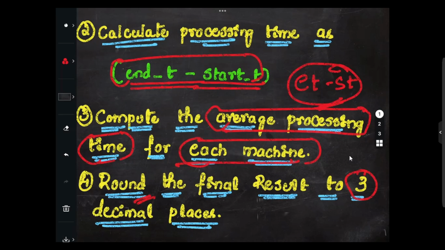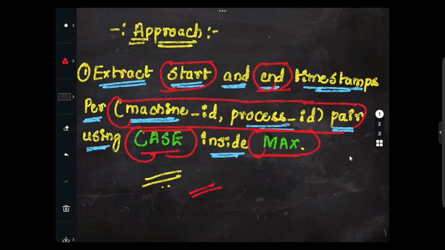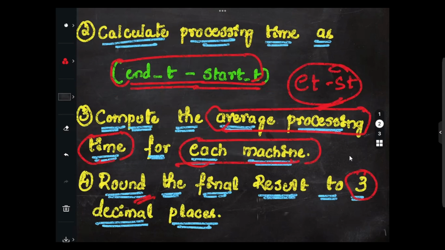So this is the approach that we will be going with. First, we will extract start and end timestamps per machine ID, process ID pair, using case inside the max. Just keep this in mind. First one is very important, first and second one.